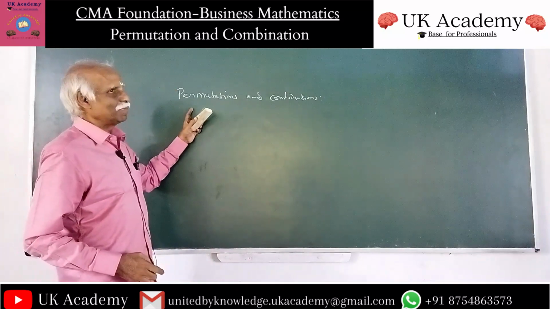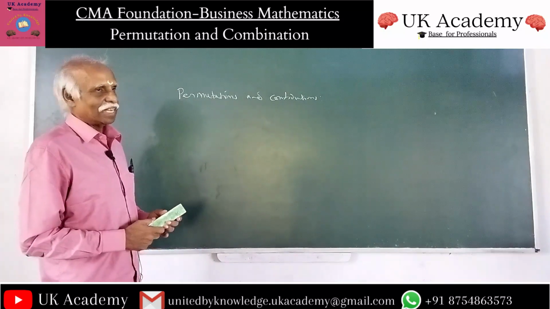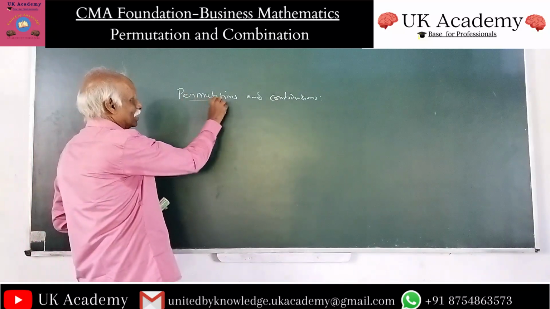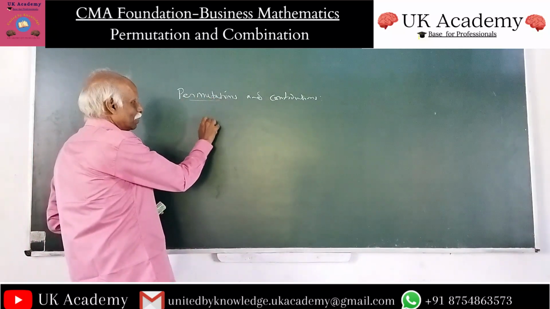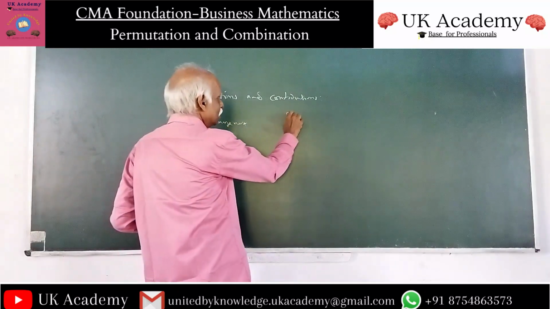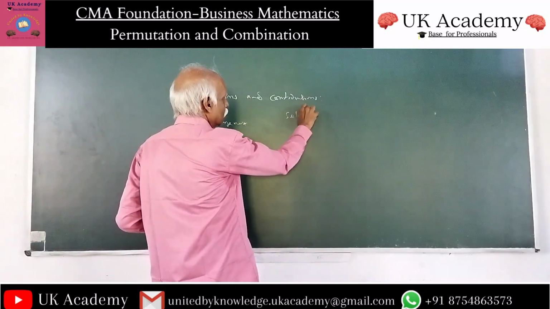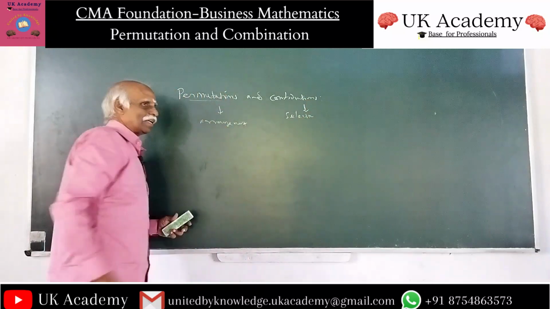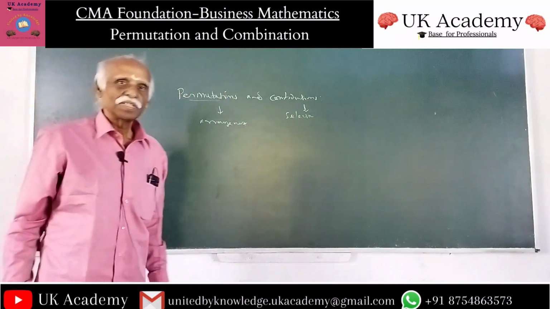Permutation means arrangement, combination means selection. You can easily remember it like this. Permutation means arrangement, combination means selection.